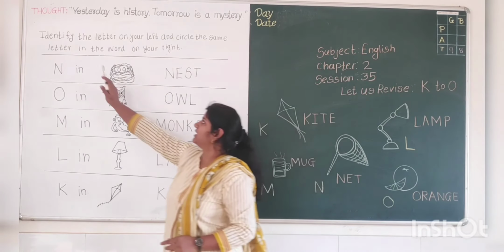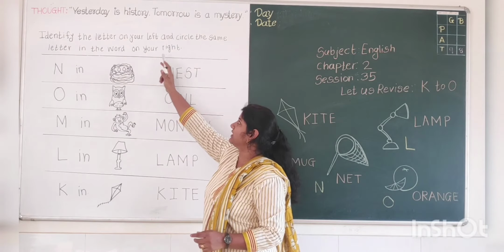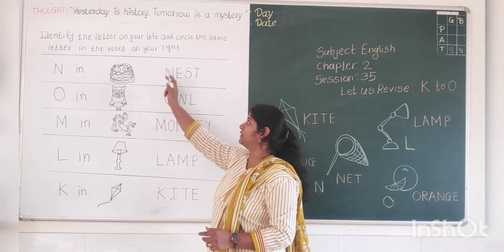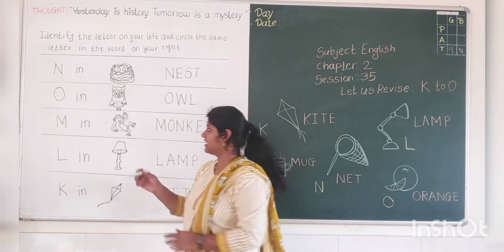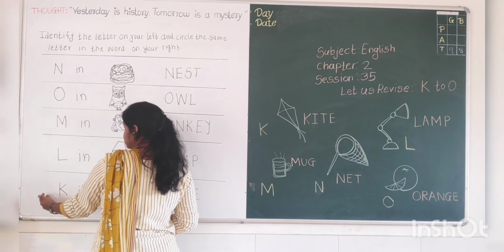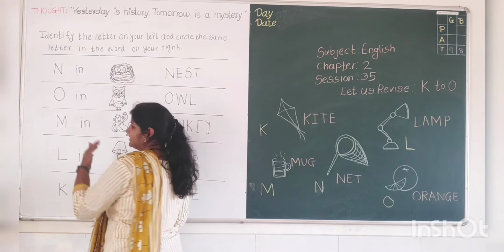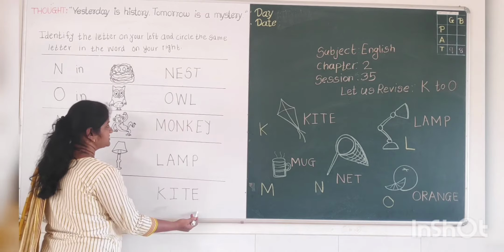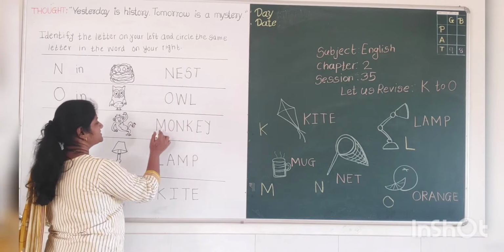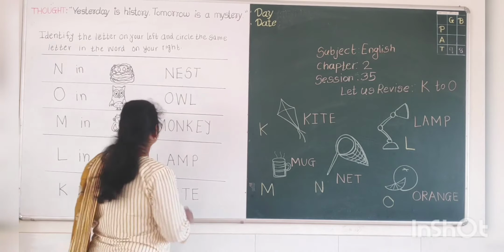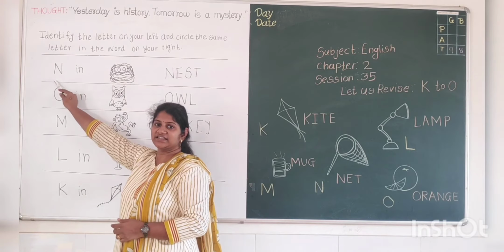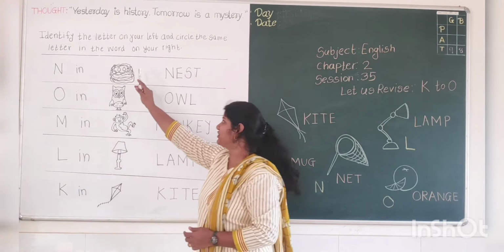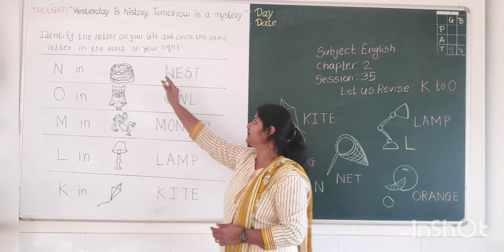Now see here, identify the letter on your left and circle the same letter in the word on your right. As you can see, on your left side there are some letters that you have to identify, that you have to recognize and the same letter in this word you have to circle. Okay, so let's start. Which letter is this? Yes, this is letter N. N says N, N for nest, right?